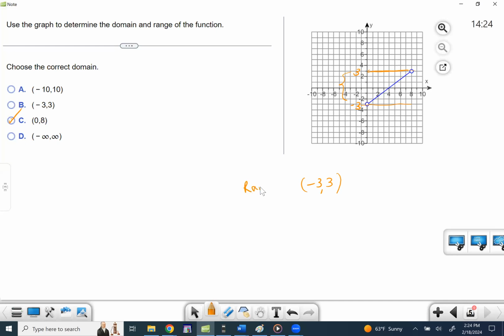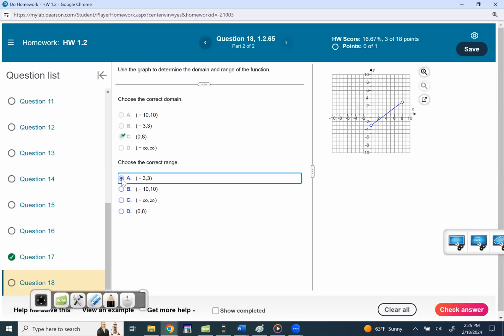Okay, so this is going to be our range, our y values, smallest to biggest. So always make sure you write the smallest first and then the biggest last. So we're going to put from -3 to 3 using parentheses. And we got it. Awesome.